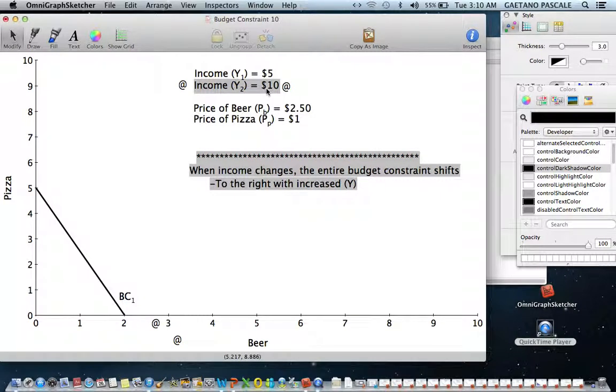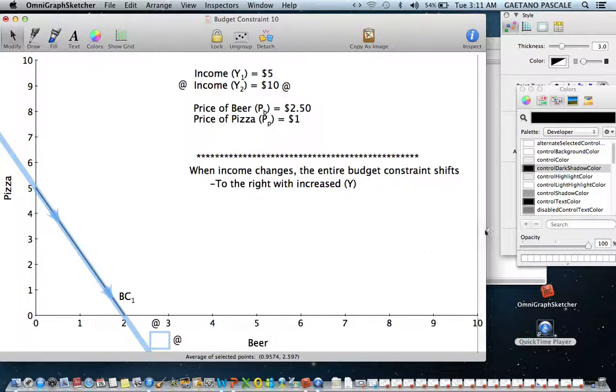The example here is income has gone up to $10. So people's incomes have doubled. When your income doubles, that means you can buy more of both commodities. In our case, pizza and beer. So what's going to happen is the budget constraint is going to shift outward. It's going to be a parallel shift from the original budget constraint. So remember that when income changes, the entire budget constraint shifts. It can shift to the right, as in the case of an increase in income, and also can shift to the left because of a decrease in income.